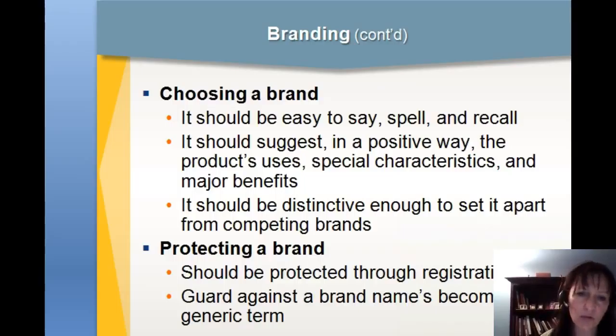So when you're thinking about how to choose a brand, obviously it should be something that people can say relatively easily, spell, recall, and so on and so forth. And it should suggest positive attributes and characteristics and be distinctive enough to set it apart from competing brands.